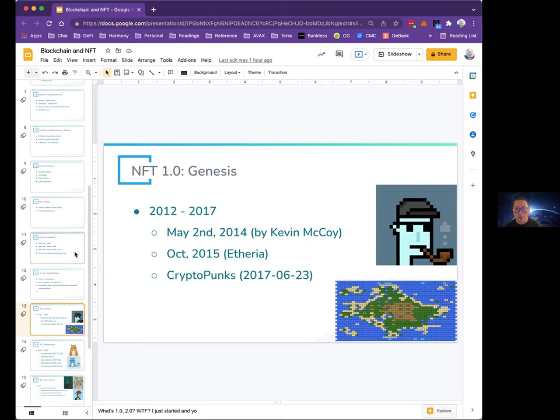In 2014, one of the first non-fungible tokens was created on blockchain. And in 2017, the first CryptoPunk, which was one of the most famous NFTs, was created on Ethereum. It's like the first NFT created on Ethereum. Okay.